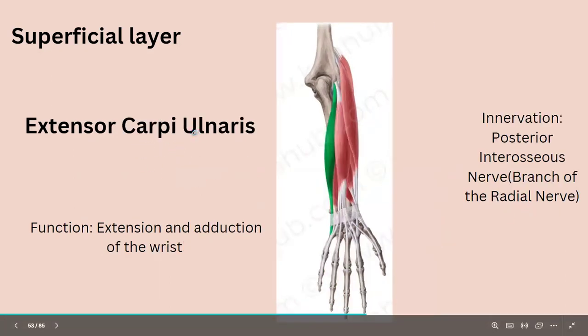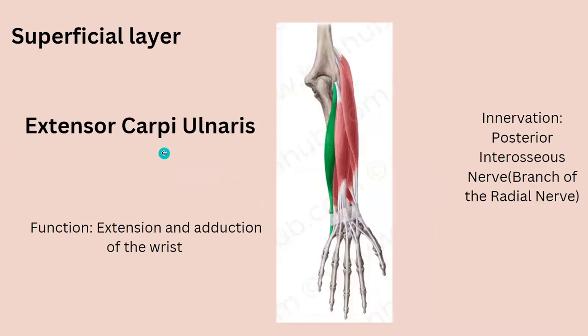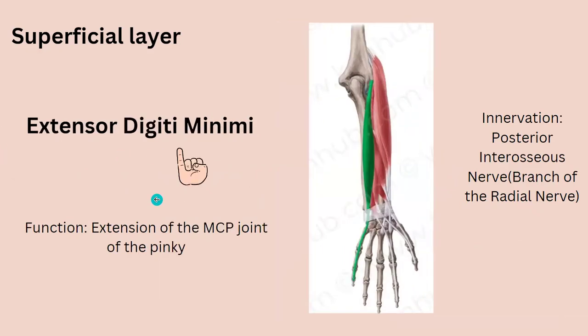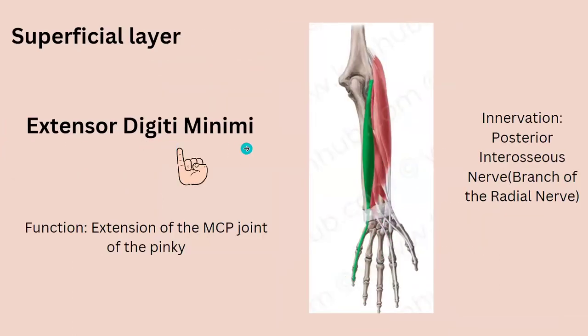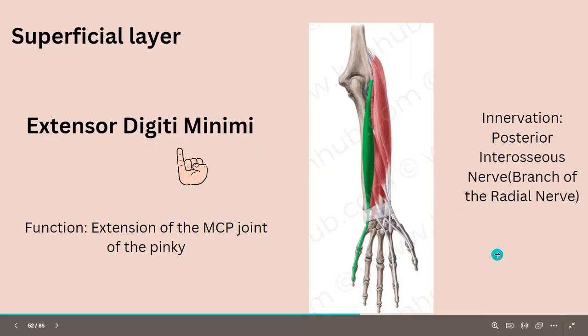We have the extensor digiti minimi. Digiti means digit, minimi means small. So your pinky is actually the tiny finger in your hand. So extensor digiti minimi, you're extending the pinky. Function again, extension of the MCP joint of the pinky. Now it's innervated again by the posterior interosseous nerve. So you guys see the pattern here.